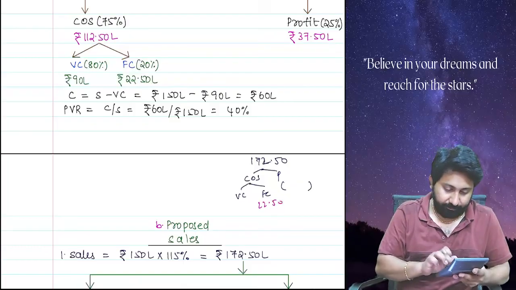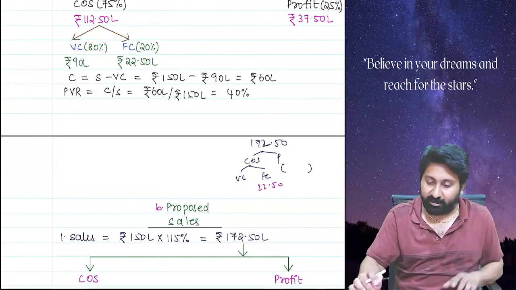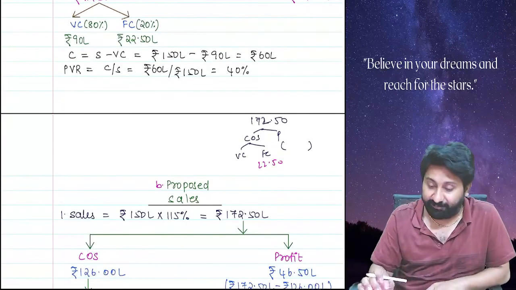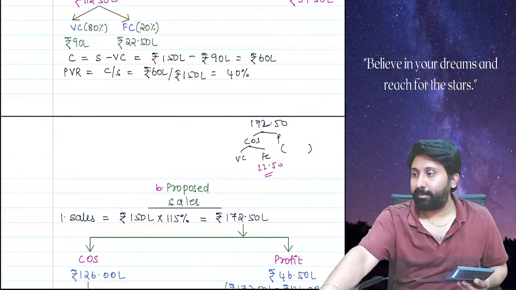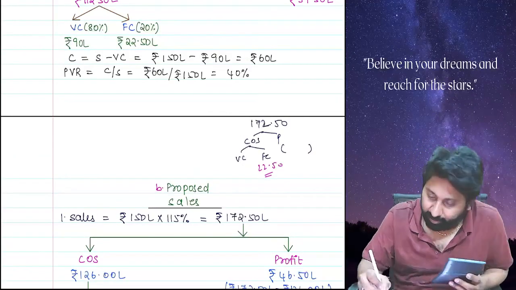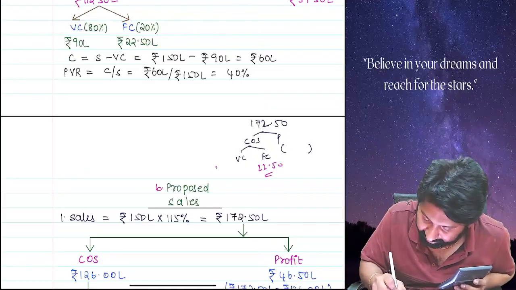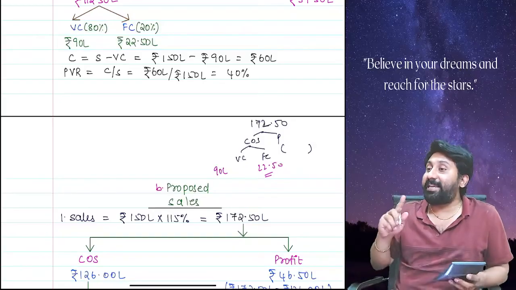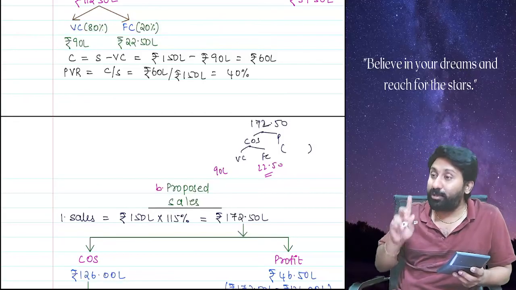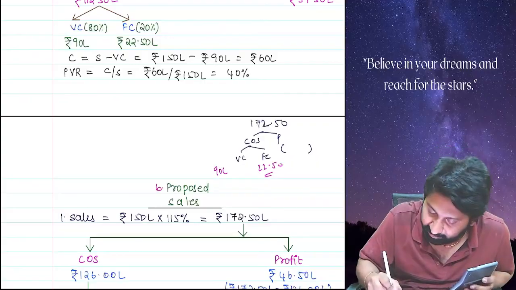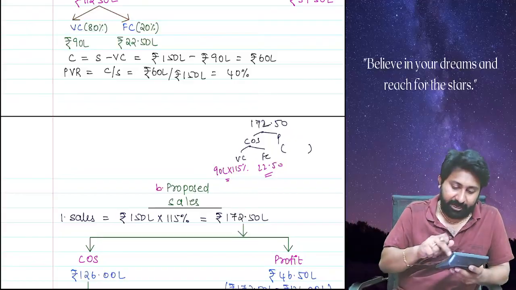Now take calculator. 172.5. In that, how much is the fixed cost? 22.5 is the fixed cost part. Next, the variable cost. How much is the variable cost now? 90 lakhs. Along with the increase in sales, we should also increase variable cost. Variable cost also will increase by 15%. So 115% of 90.